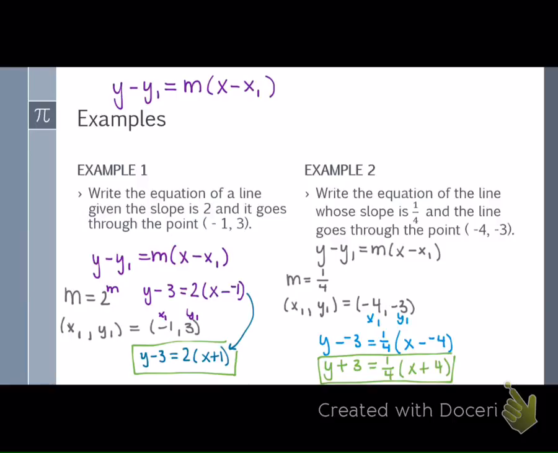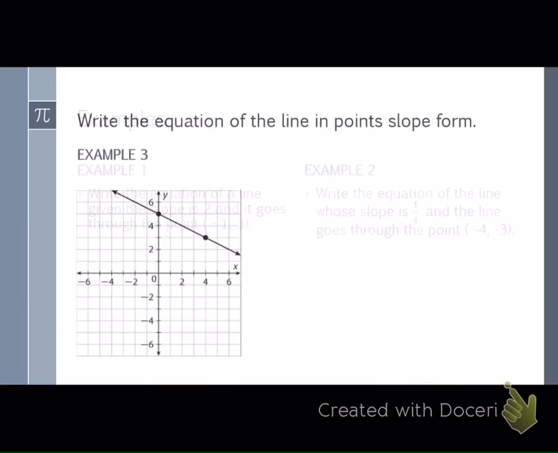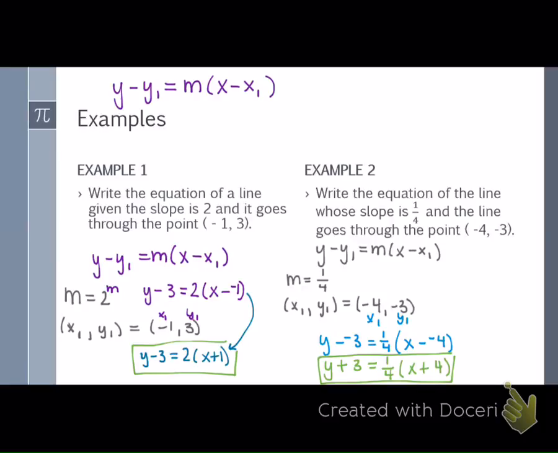Your next example is a line that's already been graphed. You could easily put that into slope-intercept form, right? Because you know the y-intercept, and you can figure out the slope from the graph. Am I correct there? Alvin, you need me to go back? There you go. Let me know when you're ready. So you could easily put that next one into slope-intercept form, but today's focus is putting it in point-slope form.